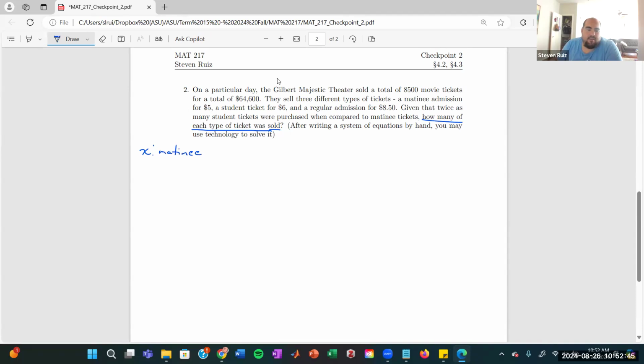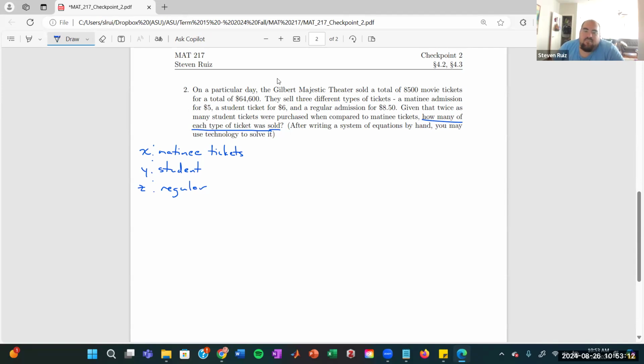Matinee tickets. What's another kind of ticket we sell? Matinee tickets, a student ticket. And Z is what? Z is just regular tickets. Okay, I have 3 variables, which means I need to build 3 equations.